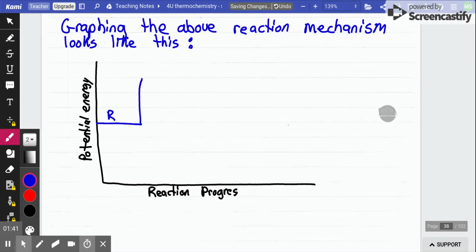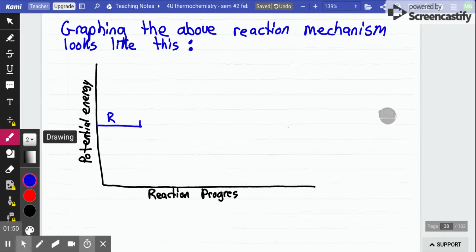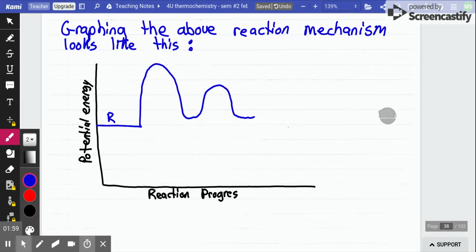And we're going to come up to this point, and then, I don't want to come that far down. So I'm just going to fix that. And then our second step happens, and then our third step happens, and we get to our products. So this is elementary step 1. This is the activation energy for elementary step 2. And this is the potential energy change for elementary step 3.